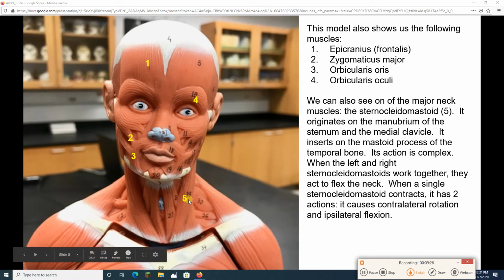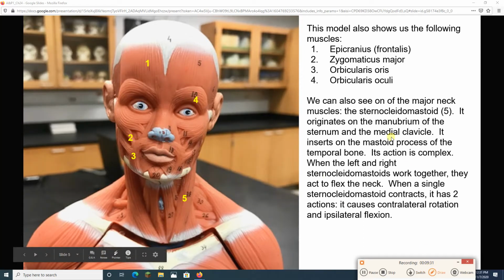Now another muscle we can see here is a neck muscle. This is a big, strong neck muscle. We see it right here. It is called the sternocleidomastoid. Sternocleidomastoid. Sterno, because it originates on the manubrium of the sternum. Cleido, because it originates on the clavicle. Mastoid, because it inserts on the mastoid process, which is just behind your earlobe. Stick a finger behind your earlobe, you'll find that bumpy protrusion that we learned a while ago. That is the mastoid process of the temporal bone.